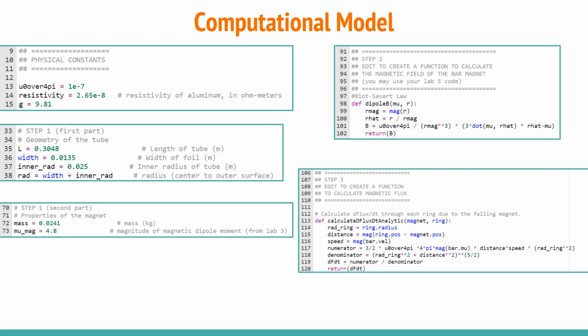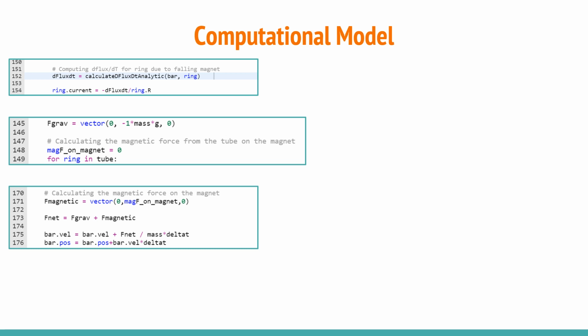Next, I calculated the magnetic field at a point R relative to a bar magnet and the rate of change in the magnetic flux through each ring caused by the falling magnet. Using Faraday's law, I calculated the current induced in each ring by the falling magnet. I used the Biot-Savart law to calculate the force exerted on each current-carrying ring by the falling magnet. Then, using Newton's third law, I calculated the force exerted on the falling magnet by the whole tube of current-carrying rings, assuming that the tube stays fixed. I calculated the net force on the magnet, including gravity, and used Newton's second law to write position and velocity updating code to model the motion of the falling magnet.